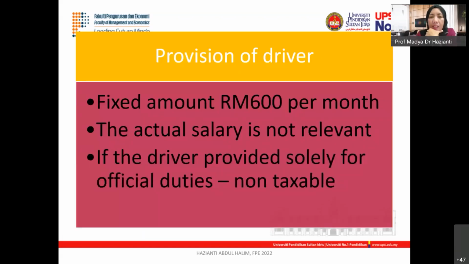In this case, earlier we calculated with no driver, the car only. You get only the car. What if the car comes with a driver? The car comes with the driver, and for the provision of a driver, the fixed amount is 600 per month. As if we pay the driver a salary of 600 a month, regardless of the actual salary of the driver. Let's say you get a company car and a driver, but the company pays the driver a salary of 1,000. It doesn't matter. The amount of exemption you can get is 600 only.